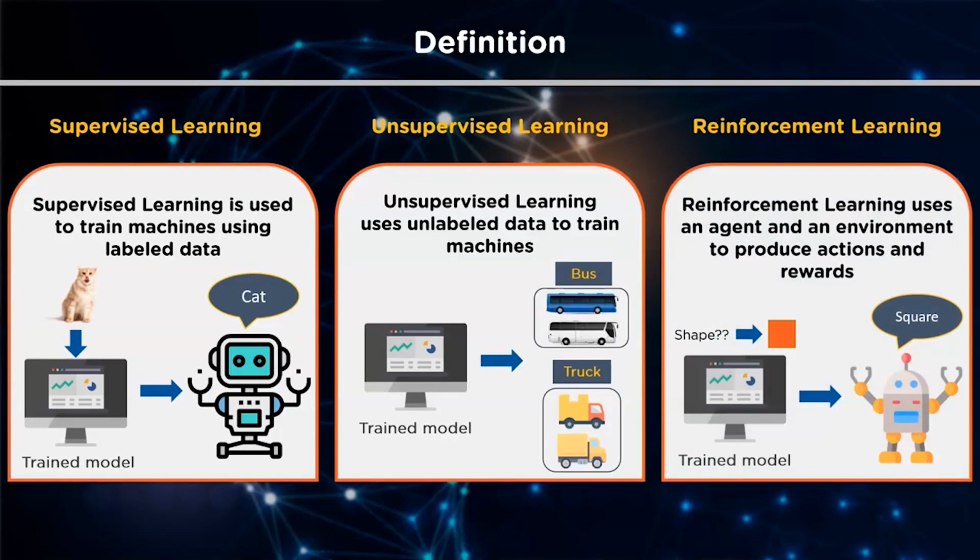Reinforcement learning trains a machine to take suitable actions and maximize reward in a particular situation. It uses an agent and an environment to produce actions and rewards. The agent has a start and an end state, but there might be different paths for reaching the end state, like a maze. In this learning technique, there is no predefined target variable. An example of reinforcement learning is to train a machine that can identify the shape of an object given a list of different objects such as square, triangle, rectangle, or a circle. In the example shown, the model tries to predict the shape of the object, which is a square here.